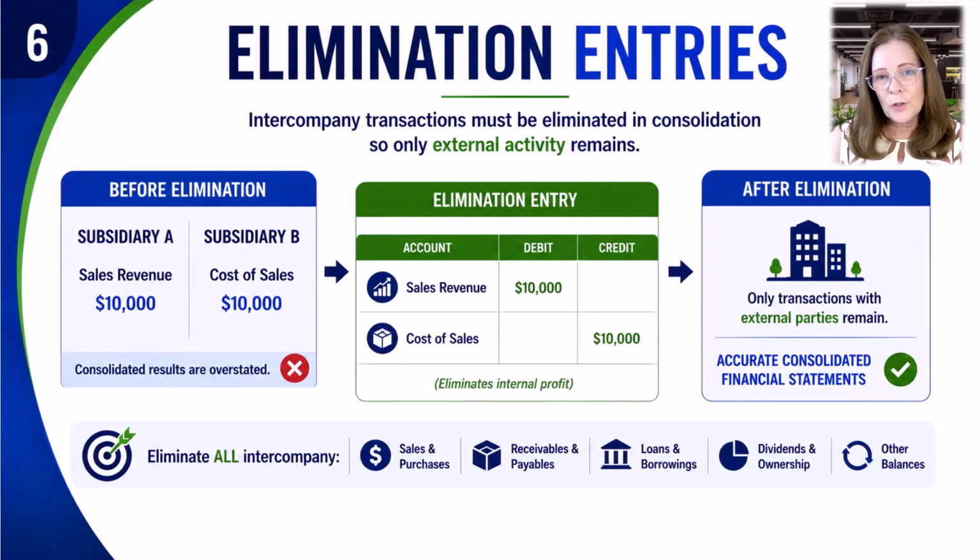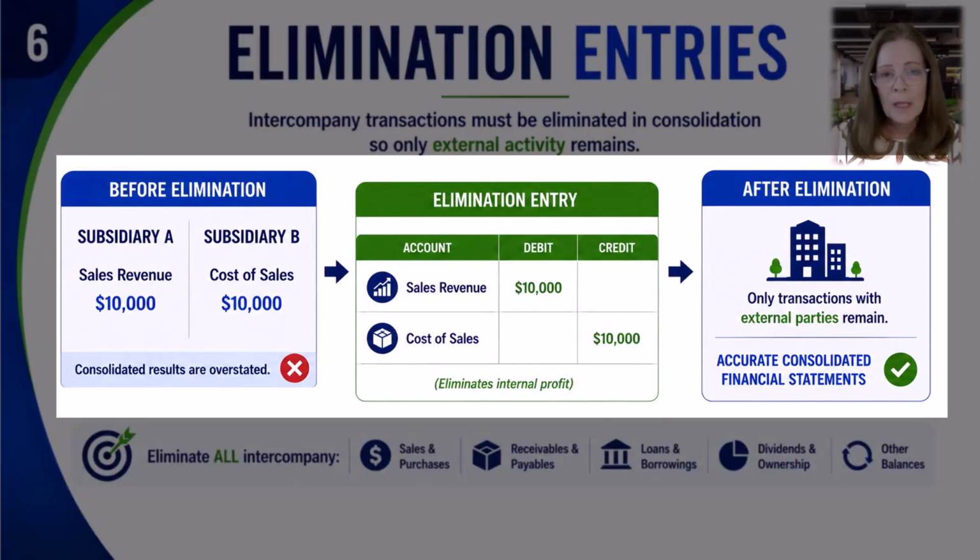After reconciliation comes the elimination process. Remember, consolidated financial statements should only report transactions with external parties. If we leave both the internal sale and the internal purchase in the consolidated financial statements, revenue and expenses would be overstated. And to prevent this, we create elimination entries that remove the internal activity. In this example, we eliminate the intercompany sales revenue and the related cost of sales. And after the elimination entry is posted, only external transactions remain in the consolidated financial statements.